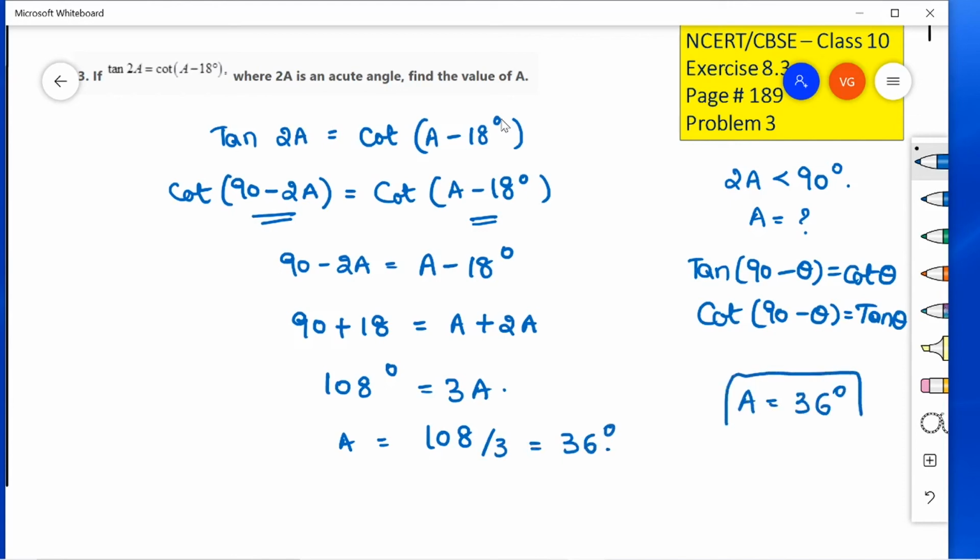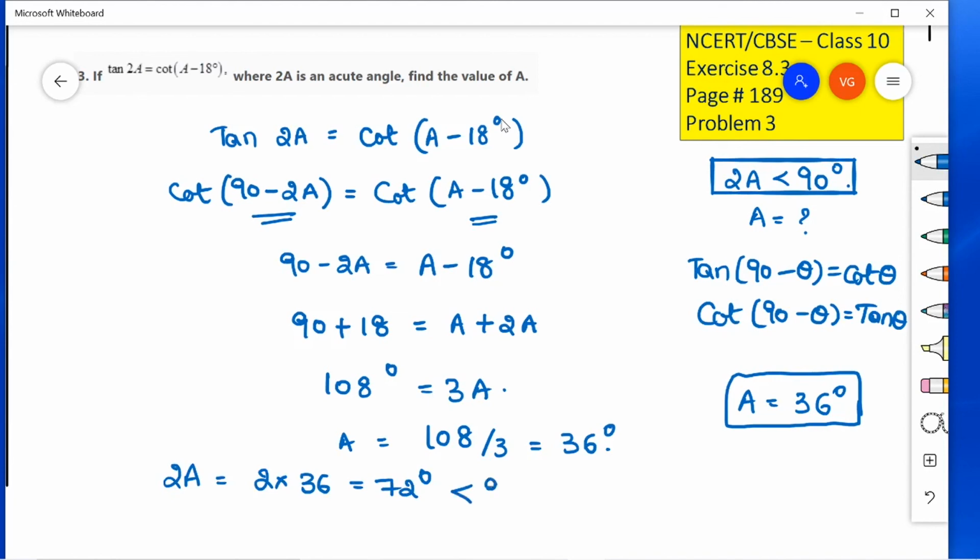Check out whether it is matching with the given condition or not, whether the given condition is satisfied or not. The given condition is 2a is less than 90 degree. So check out what is the value of 2a here. 2 into 36 is 72 degree, which is less than 90 degrees. So the given condition is also satisfied.